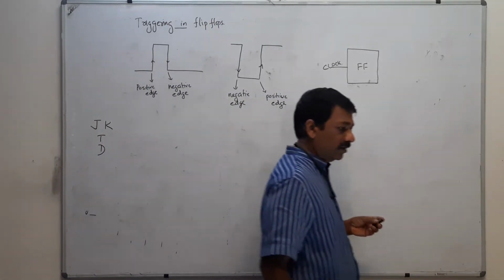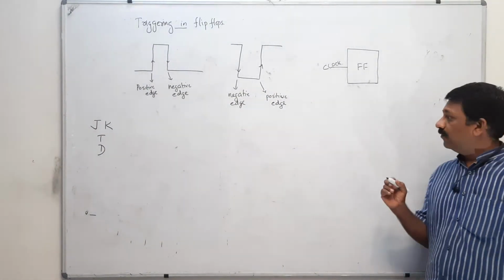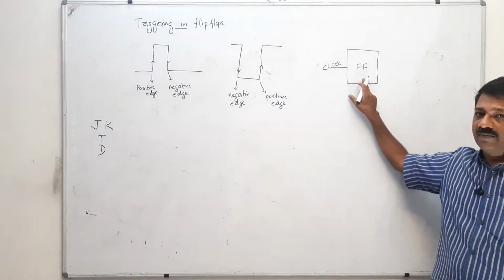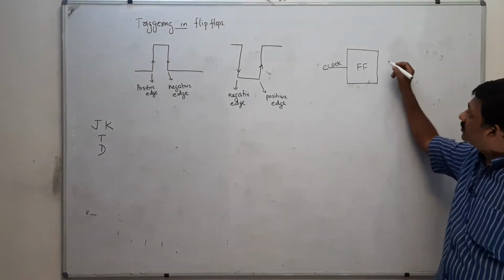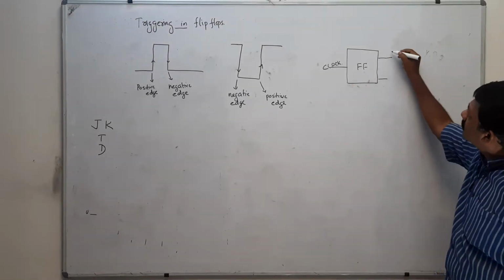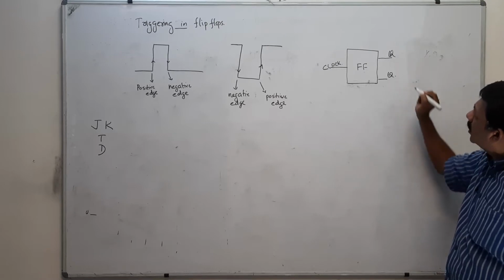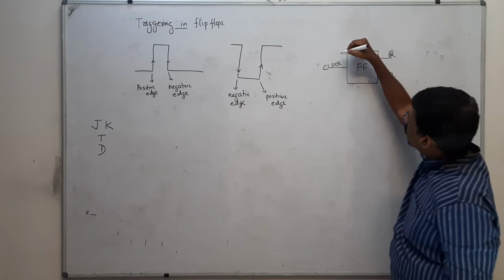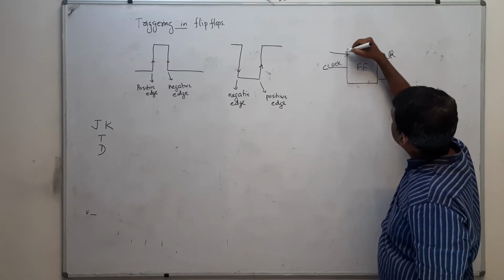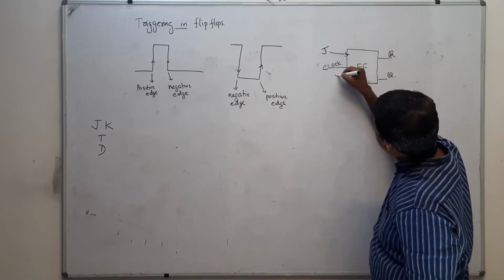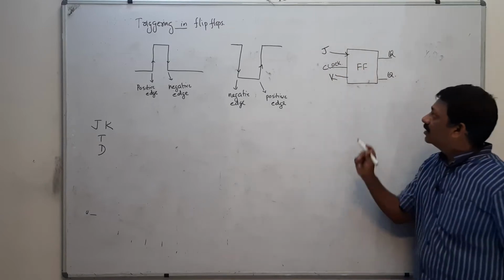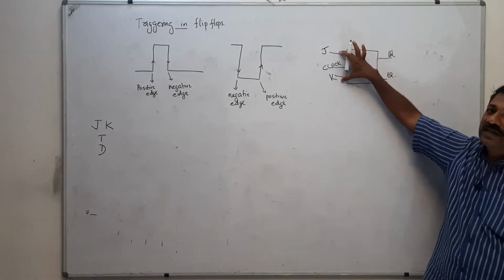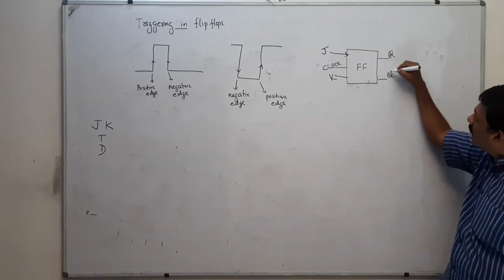What do you mean by triggering? This is a flip-flop, and this flip-flop is actually a memory element. You have two outputs, Q and Q bar. Whenever the clock is applied, depending on the input values of J and K, this is J and this is K, Q and Q bar will be set.